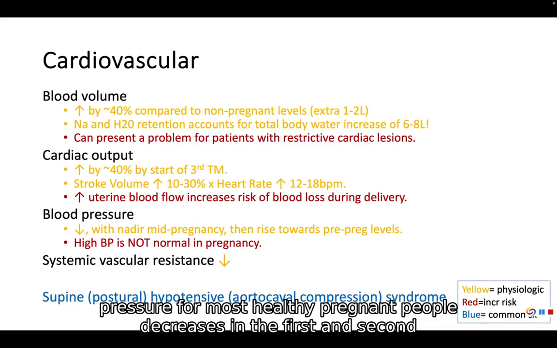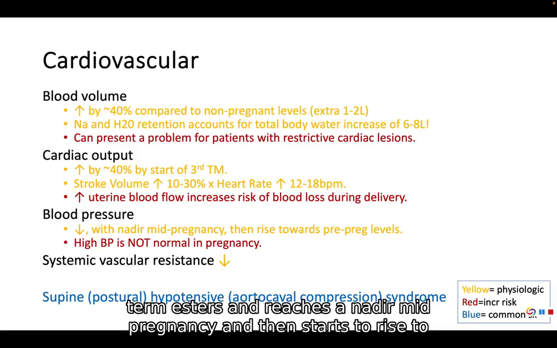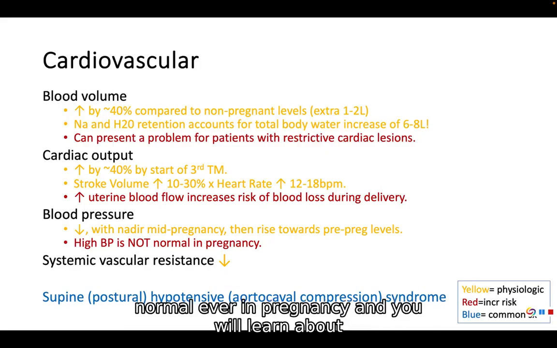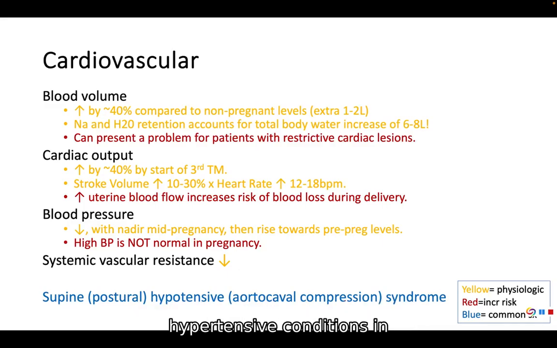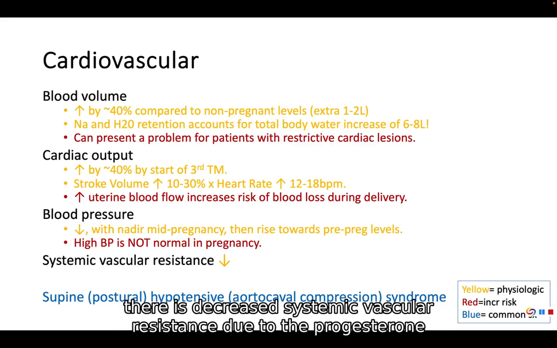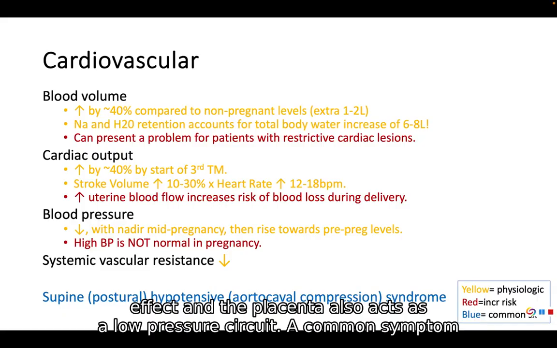Blood pressure for most healthy pregnant people decreases in the first and second trimesters and reaches a nadir mid-pregnancy, and then starts to rise to pre-pregnancy levels in the third trimester. High blood pressure is not normal ever in pregnancy, and you will learn about hypertensive conditions in pregnancy in 274. Blood pressure is low in general in pregnancy because there is decreased systemic vascular resistance due to the progesterone effect, and the placenta also acts as a low pressure circuit.